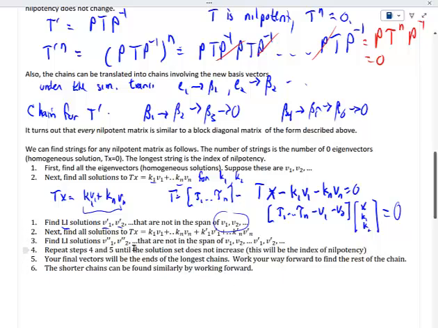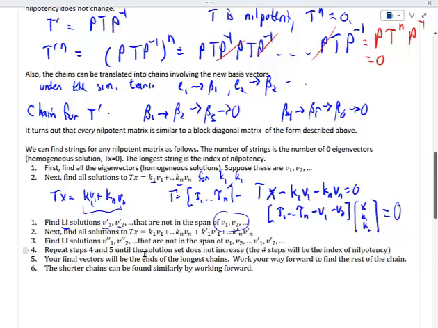So you're going to have to take that number of steps. The final vectors that you get are the ends of the longest chains, and then you work your way forward to find the rest of the chain. The shorter chains can be found similarly. So that gives some idea of how you can find chains for these nilpotent matrices.